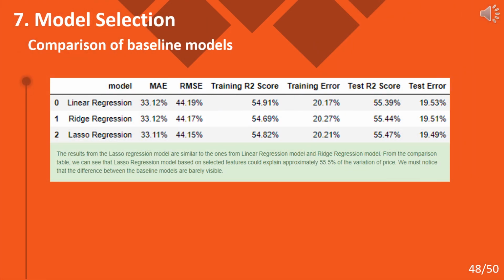Chapter 7. Model Selection. Comparison of baseline models. The results from the lasso regression model are similar to the ones from the linear regression model and ridge regression model. From the comparison table, we can see that the lasso regression model based on selected features could explain approximately 55.5% of the variation of price. We must notice that the differences between the baseline models are barely visible.